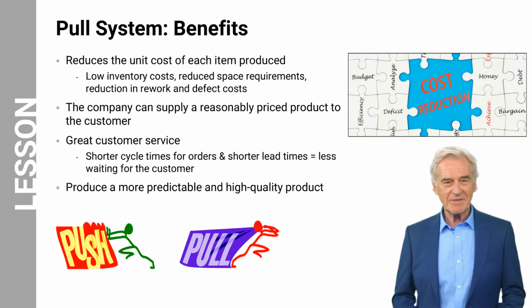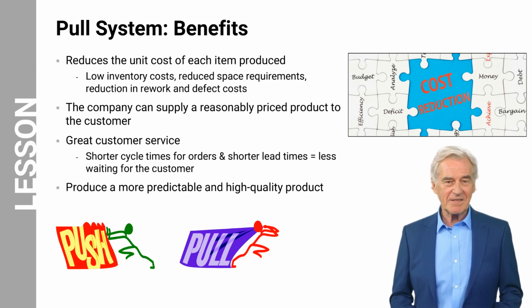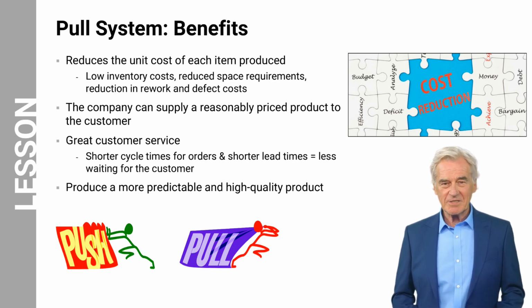while still making profit. Pull systems also provide great customer service. Shorter cycle times for orders means shorter lead times and less waiting for the customer. This means customers receive their product quickly and to their specifications. Furthermore, pull systems produce a more predictable and high-quality product than push production systems.